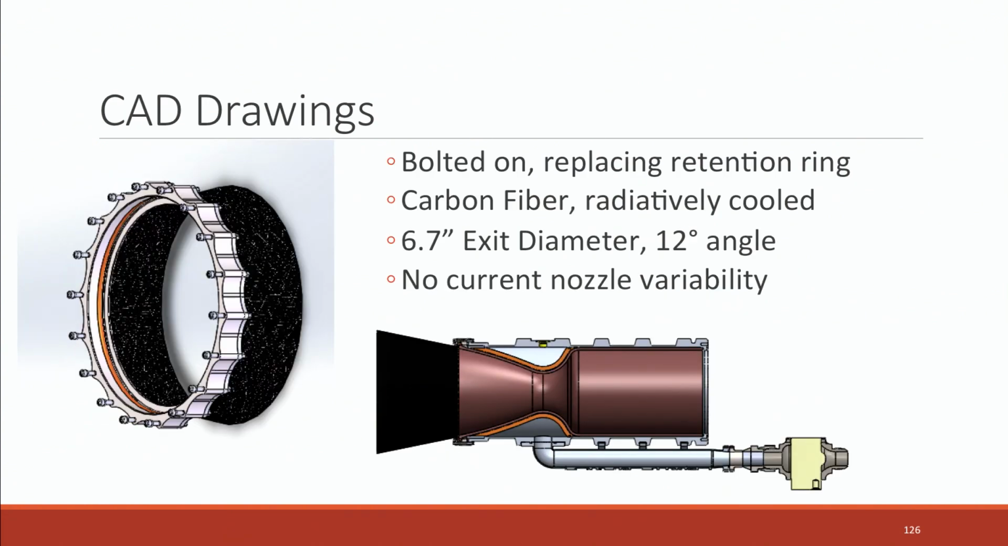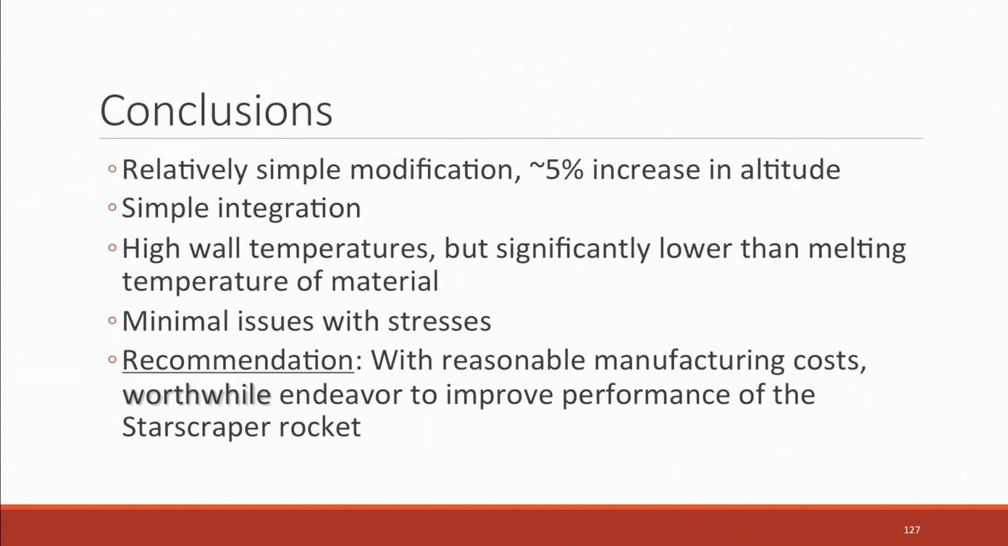And so, just the CAD drawings of our nozzle itself. On the left, we have the nozzle by itself, and you can see the bolt pattern is based on the retention ring bolt pattern. So you just slap it on the back, and then as it's all assembled, you have the picture there on the bottom. After running through all this investigation, we found about a 4 to 5 kilometer increase in the max altitude.